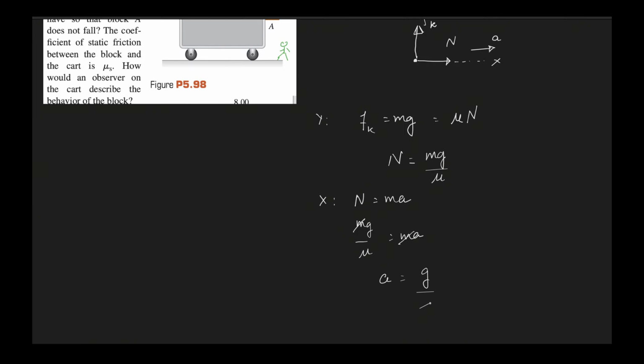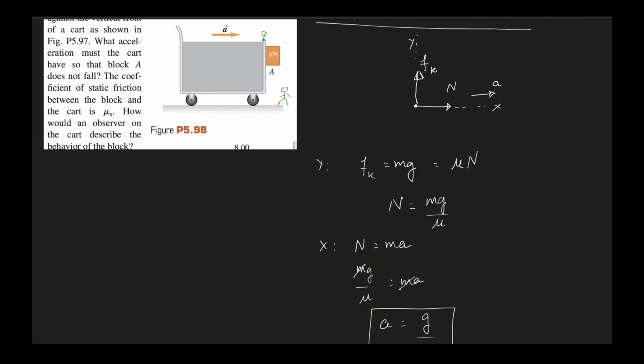Now what it says is you draw the same thing. How would an observer on the cart describe the behavior of the block? So the observer is now on the cart. Suppose the observer is sitting here. And you have to listen carefully. This is now the observer. Static friction, it's not kinetic. Observer on the cart.